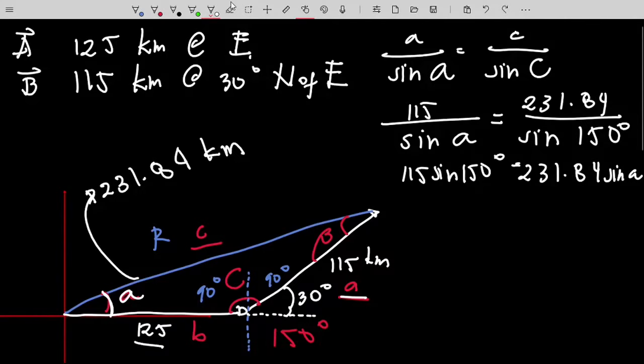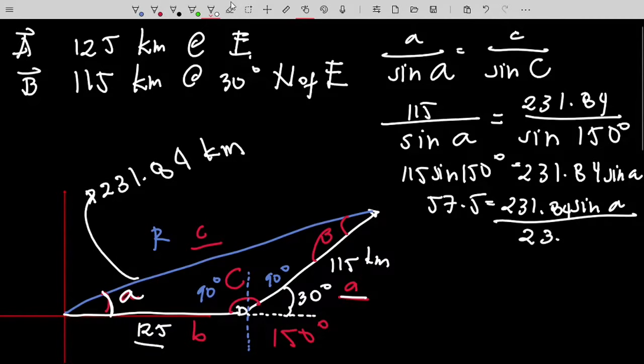Now 115 sine 150 degrees is equal to 57.5, which equals 231.84 sine A. The next thing to do is to get rid of this 231.84, so let's divide this side by the same value, 231.84, and the same here. Now let's cancel these. So 57.5 divided by 231.84, you should have the value of 0.25.